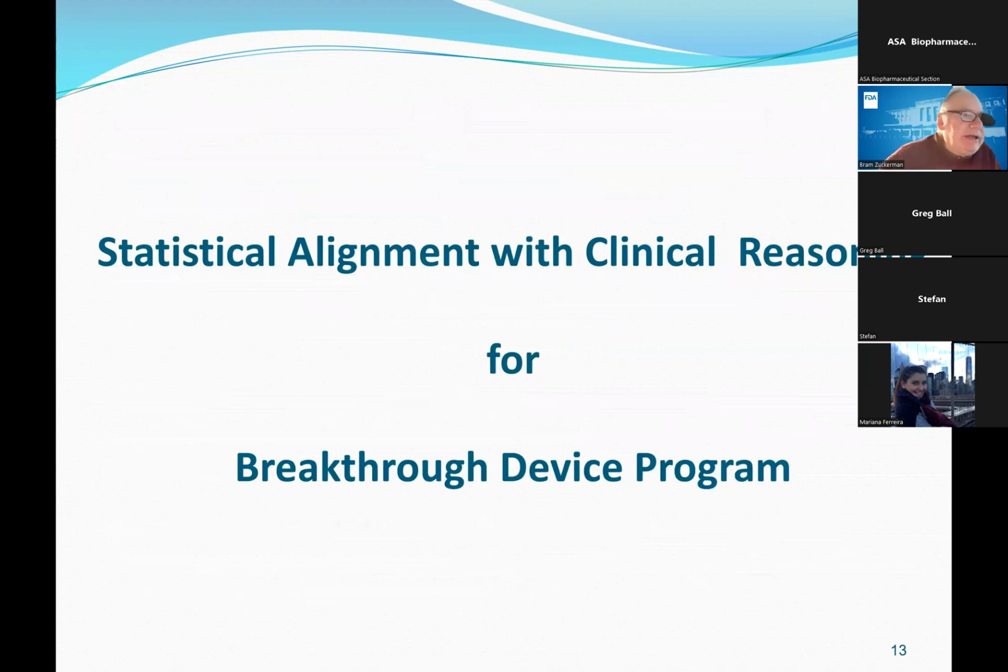So at this point, I'm going to hand the baton over to George, who's going to develop these concepts and approach in more detail so that we can all appreciate some of the important statistical and clinical reasoning behind one paradigm for the Breakthrough Devices program.